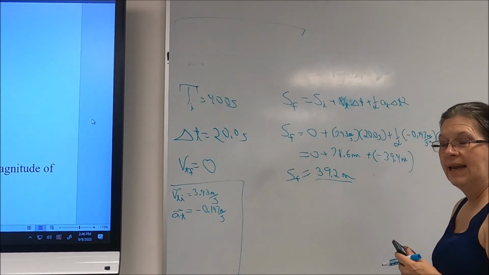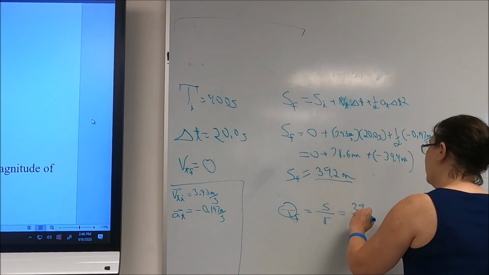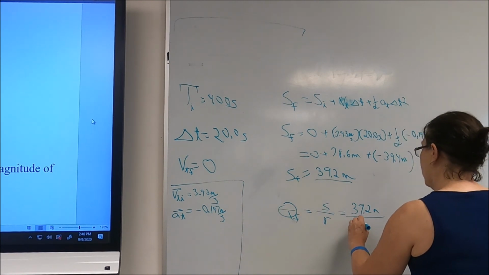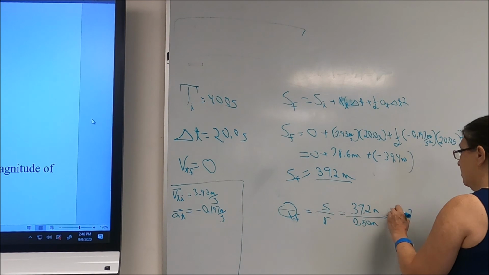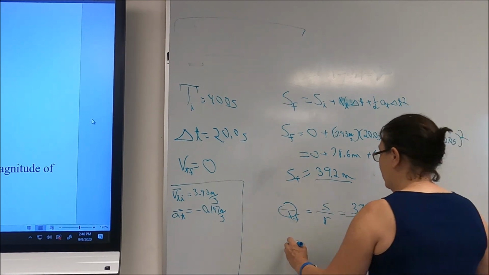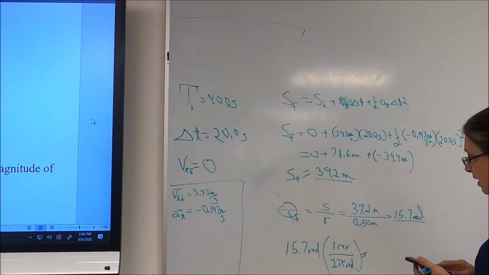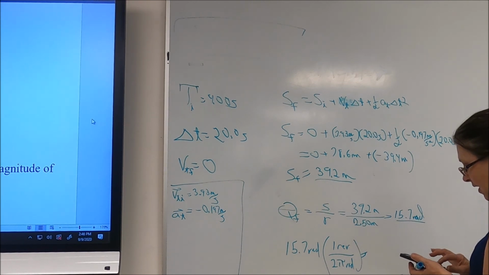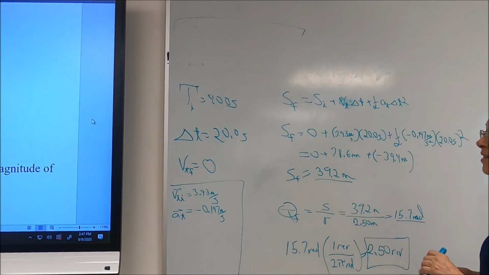Okay, now I've got that, but I need theta. Theta final is going to equal S divided by R. So 39.2 meters divided by the radius, which was 2.50 meters, gives me 15.7, no units. Here's where radians just pops in. So 15.7 radians times one revolution for every 2 pi radians, because it asks us for it in revolutions. So 15.7 divided by 2 divided by pi gives me 2.50 revolutions. So it's going to go around 2.5 times getting to the stop spot. And there's another way to do it, but I'm just showing you one.